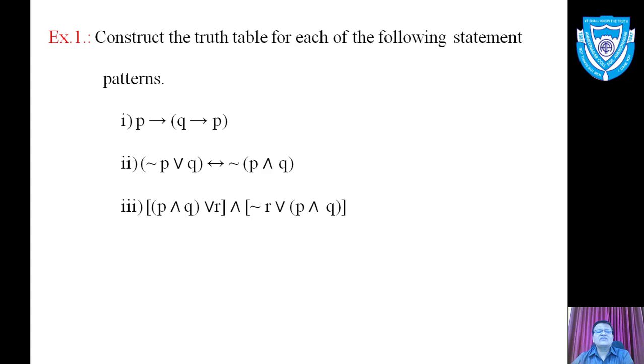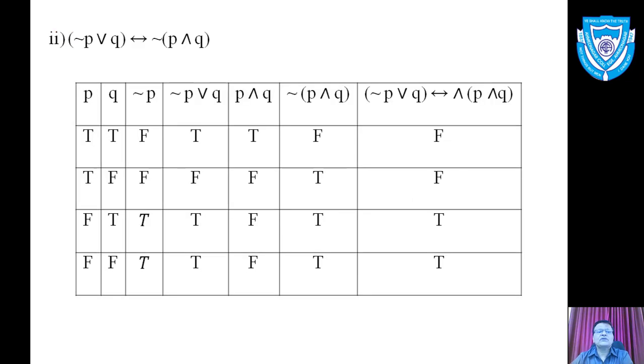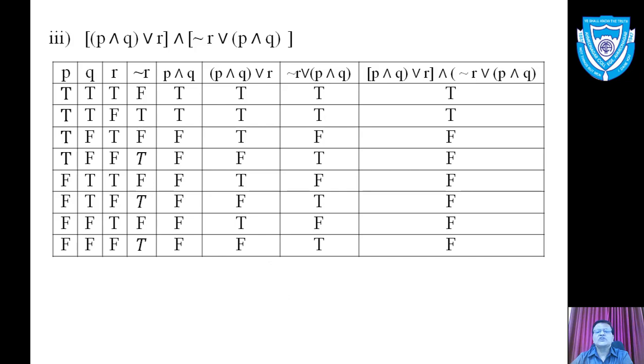Now this is a simple exercise. Here we are asked to prepare a truth table for each of the following statement patterns. I will leave it to you. These examples are taken from our textbook. So after watching this video, you open your textbook and go through these examples. These examples are solved in our textbook. We just have to use the rules of connectives, that is implication, negation, or, and write the truth values. So these are the tables for the given statement patterns. For these three statement patterns, respective truth tables are obtained. Now here this is a big table.